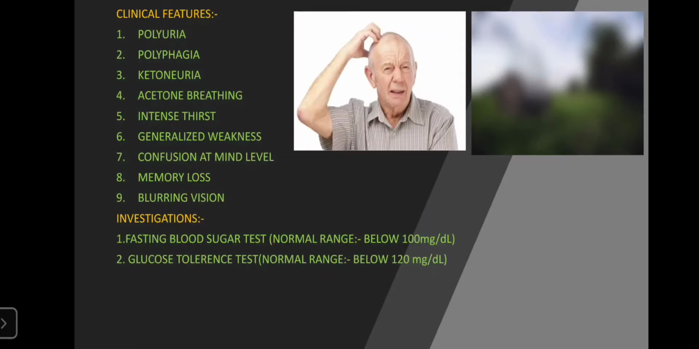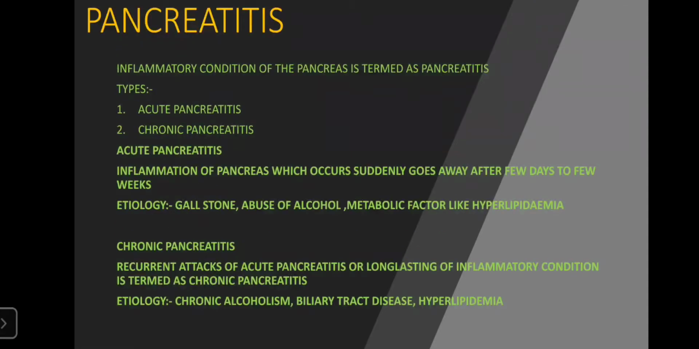So, what investigations are we going to advise for the patient? They are fasting blood sugar test, and the second one is glucose tolerance test. Now we will see pancreatitis. It is an inflammatory clinical condition of pancreas. It is of two types: acute pancreatitis and chronic pancreatitis.